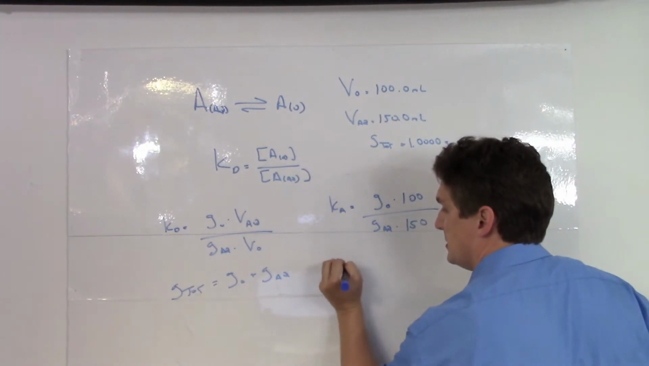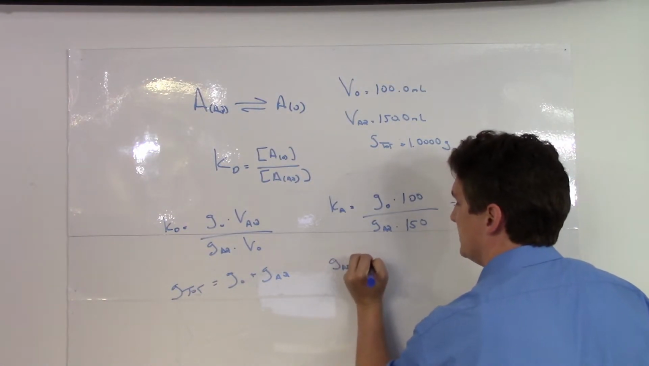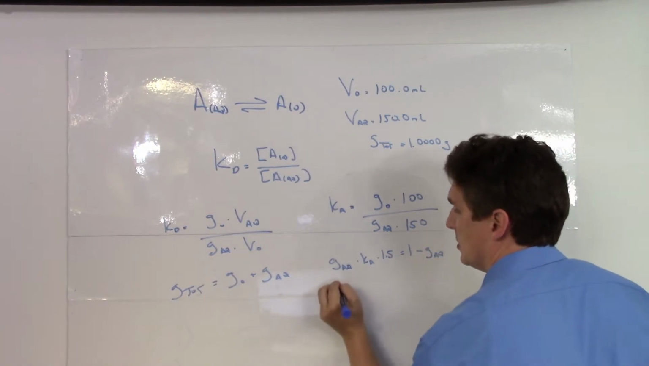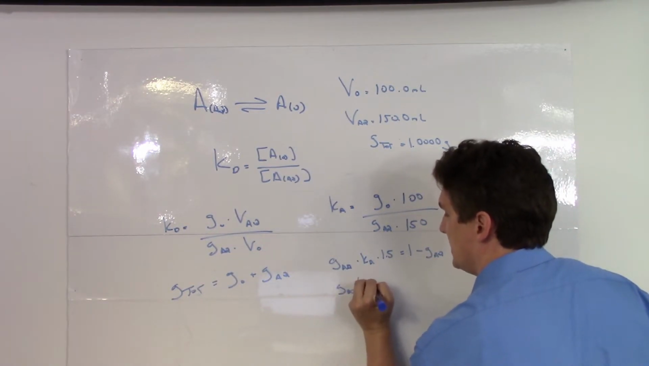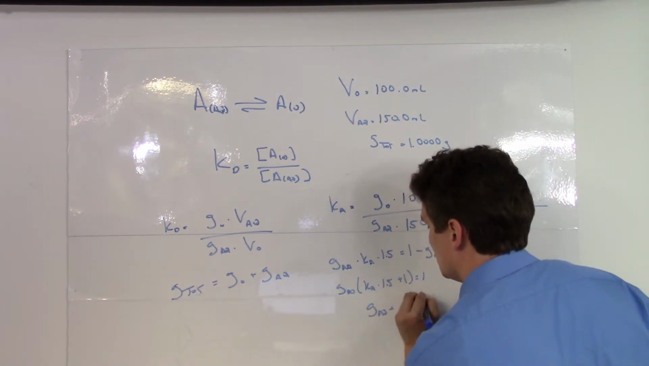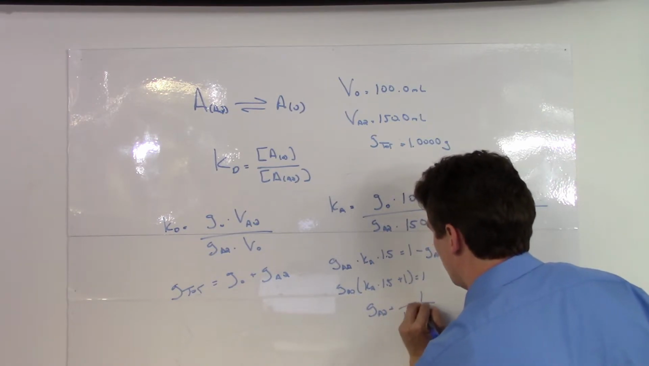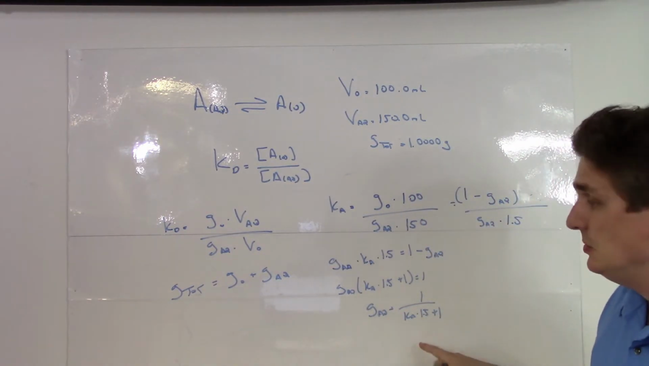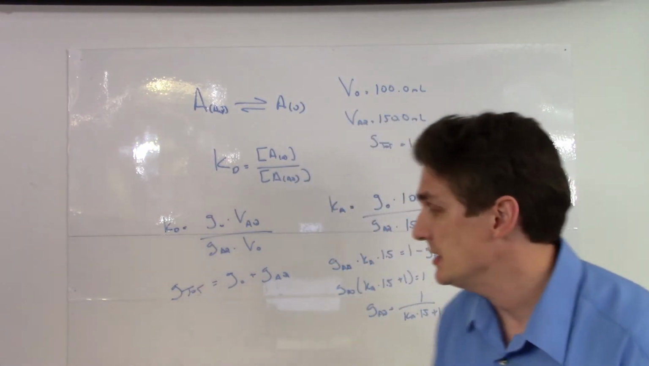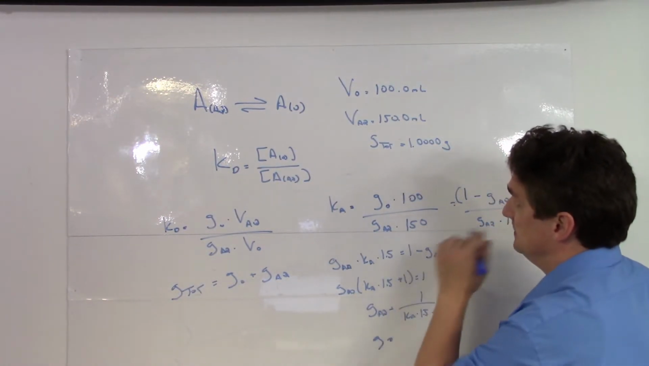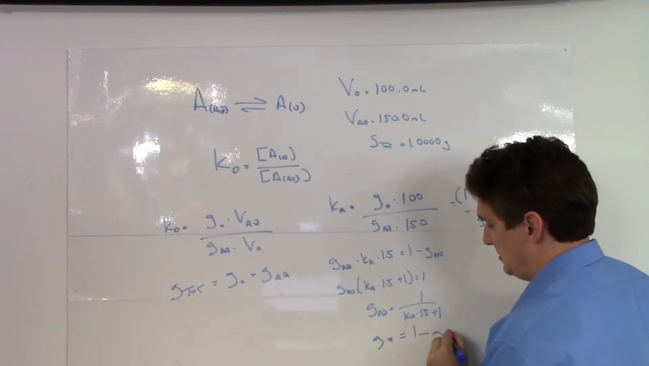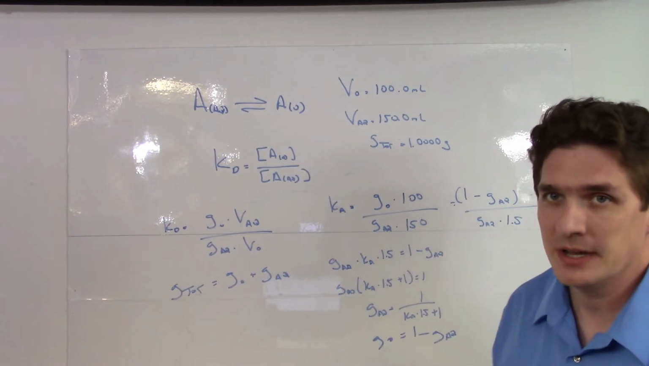So I get grams of the aqueous phase times Kd times 1.5 equals 1 minus grams of the aqueous phase. Bring everything over: grams of the aqueous phase, Kd times 1.5 plus 1, equals 1. So grams in the aqueous phase is just 1 divided by Kd times 1.5 plus 1. So all I've done is just algebra. I've used these two relationships to backtrack out and solve for the grams of the aqueous phase. The grams in the organic phase is, again, just this relationship. So if I have 1 gram total, if I subtract off the grams in the aqueous phase, that'll give me the grams in the organic phase.